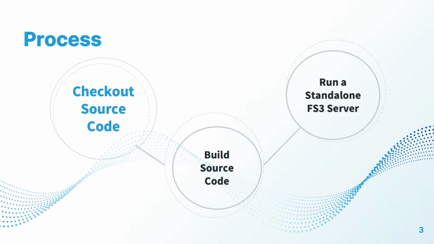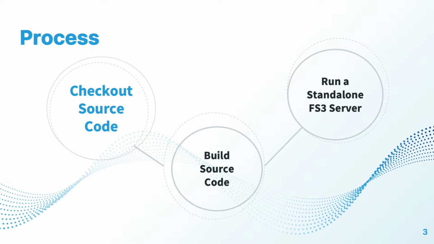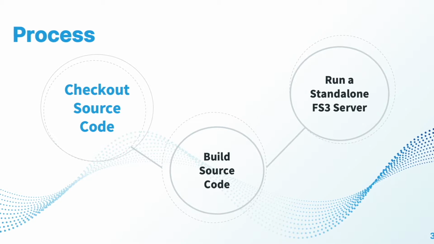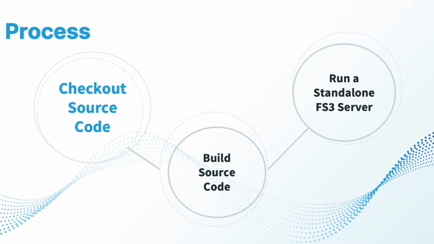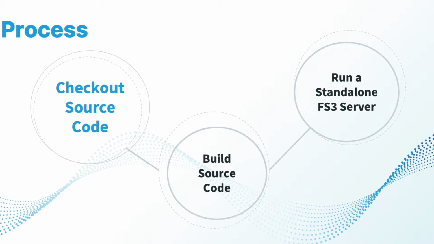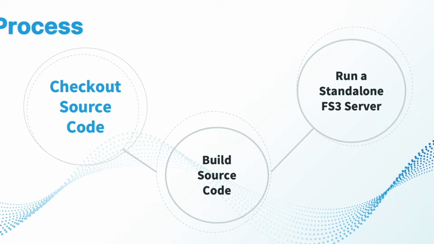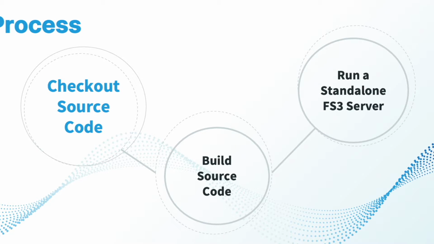After the prerequisites are met, we can open the command line interface to start our installation process. There are two main steps in this process. The first is to install from source code to generate executable files, and the last step is to run the standalone FS3 server. To be more specific, the install from source code step can be split into check out source code and build source code.